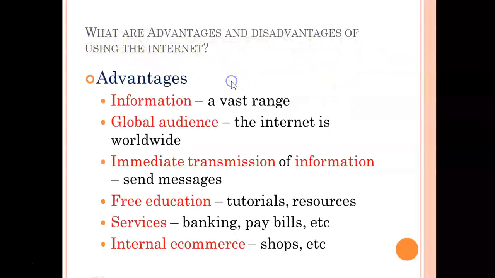What are the advantages and disadvantages of using the internet? So some advantages: there is a vast range of information on the internet that we have access to. There's a global audience, so the internet is worldwide. There's immediate transmission of information. You can have access to free education, such as tutorials and resources. There are services that you can have access to. You can bank and pay bills, and use e-commerce shops, etc. So these are some advantages of using the internet.